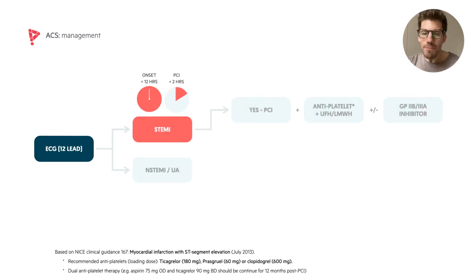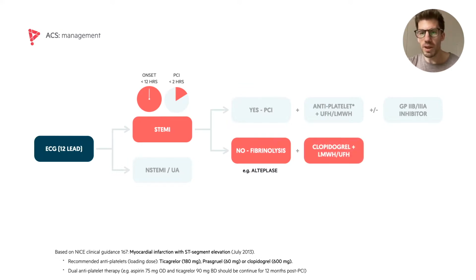If we're not able to get to primary PCI within 2 hours, say it's an abnormal location, it's very difficult to get to, then we can think about fibrinolysis. So this is to use a clot-busting medication such as alteplase to try and break up the clot. And this is usually given in combination with clopidogrel and low molecular heparin or unfractionated heparin. It's important that we also get these patients to a primary PCI to undergo angiography within the next 2 to 24 hours.